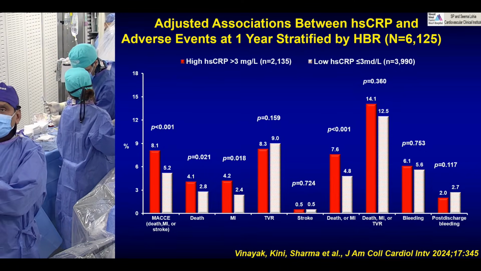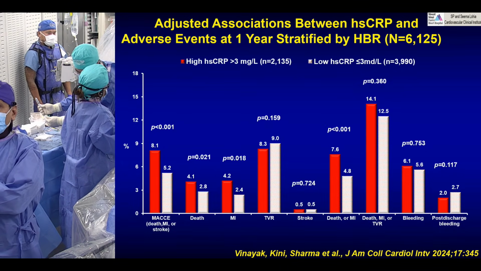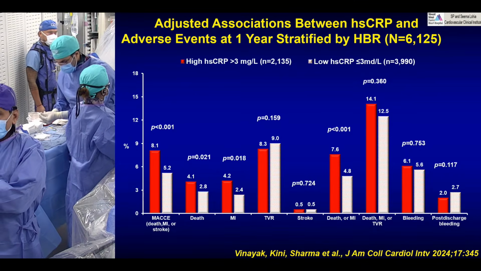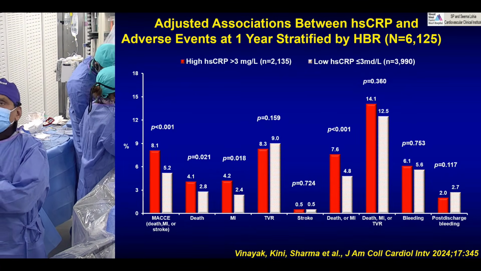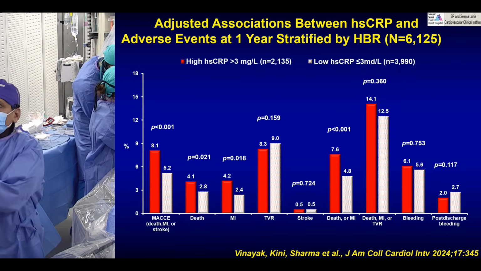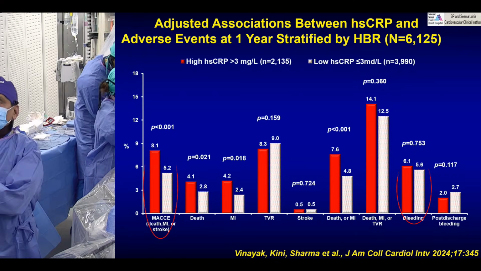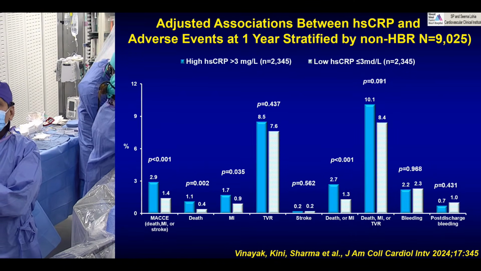Also, we saw clearly in individual endpoints that high bleeding risk, high CRP had a bad outcome, which is the red bar. But more importantly, it did not correlate with any bleeding. As you can see here, whether CRP of 3 or more or less than 3, the bleeding was identical, as you can see here in this group of the patients. But yes, it was associated with a higher MACE rate.